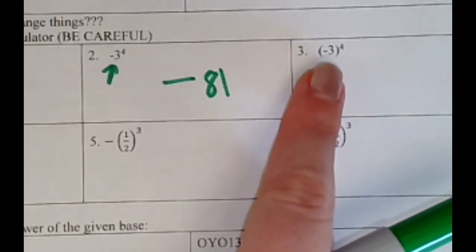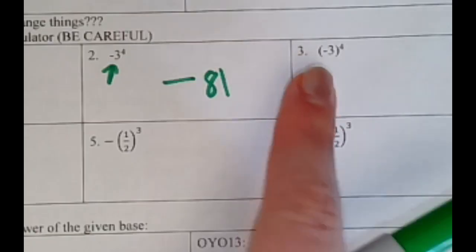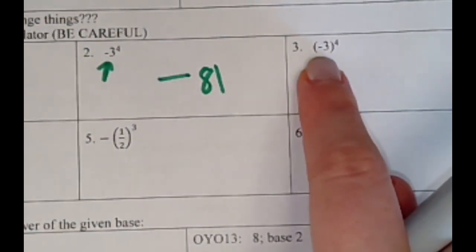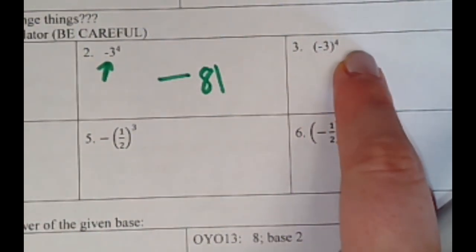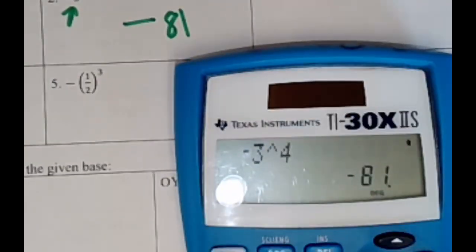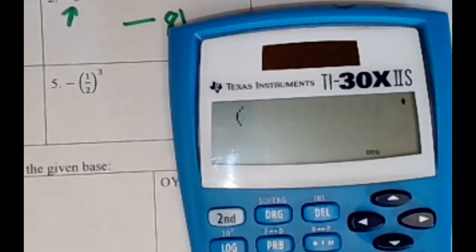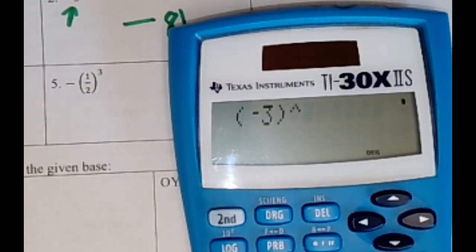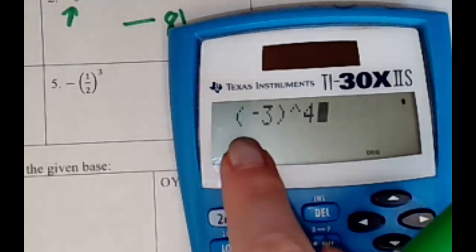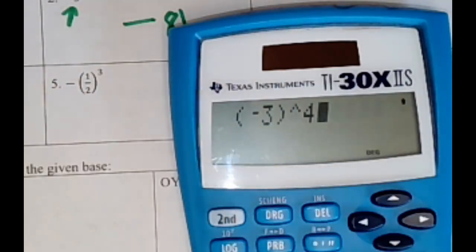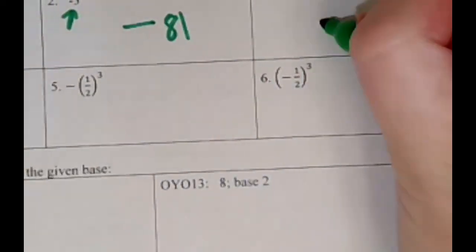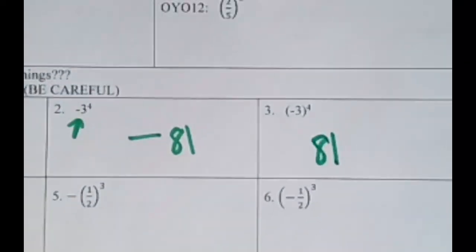This has a negative on the inside of your parentheses. So that is showing that the negative is a part of what's being raised to the 4th power. So what you're going to have to do is parentheses, negative 3, close your parentheses like that. Then you plug in the power of 4. So again, this negative is a part of what's being raised to the 4th power. You must have those parentheses there. And now you can see it's a positive 81.